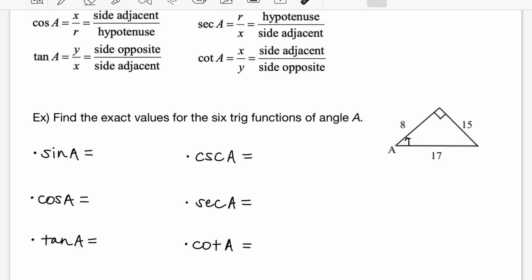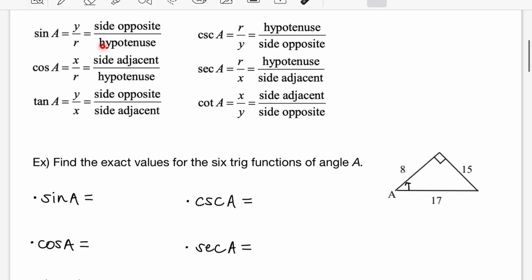So the first thing we want to do is find sine of our angle A. Well, we know sine is going to be opposite over our hypotenuse. Opposite of this angle is going to be 15. And the hypotenuse of this right triangle is going to be given by this here, by 17. So that'll be our value for sine of our angle A.